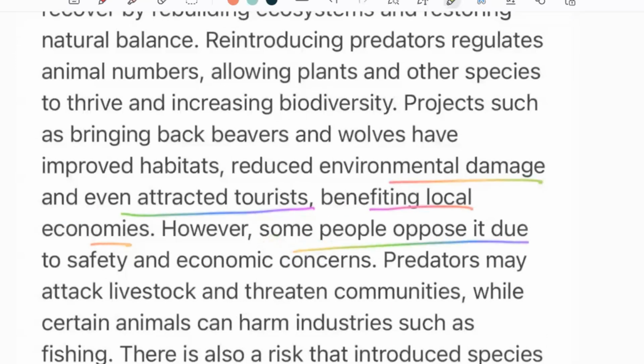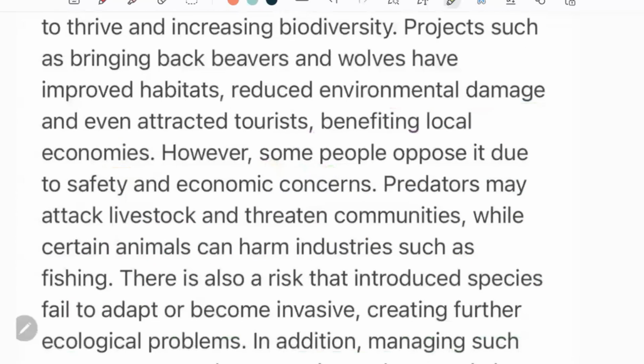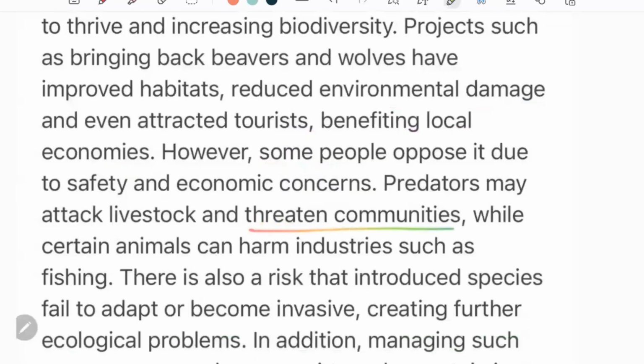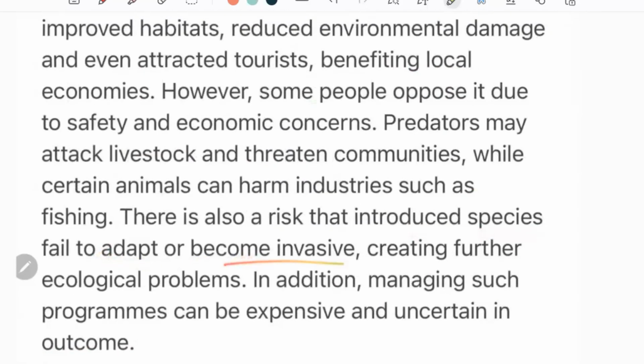However, some people oppose it. Now, these are the transition words we have to use in between, but very few. See, simple English you have to use in the summary writing. But then there are some words which you have to embed of your own. Don't copy paste the words. Some people oppose it due to safety and economic concerns. Predators may attack livestock and threaten communities, while certain animals can harm industries such as fishing. There's also a risk that introduced species fail to adapt or become invasive, creating further ecological problems. In addition, managing such programs can be expensive with uncertain outcomes, right?